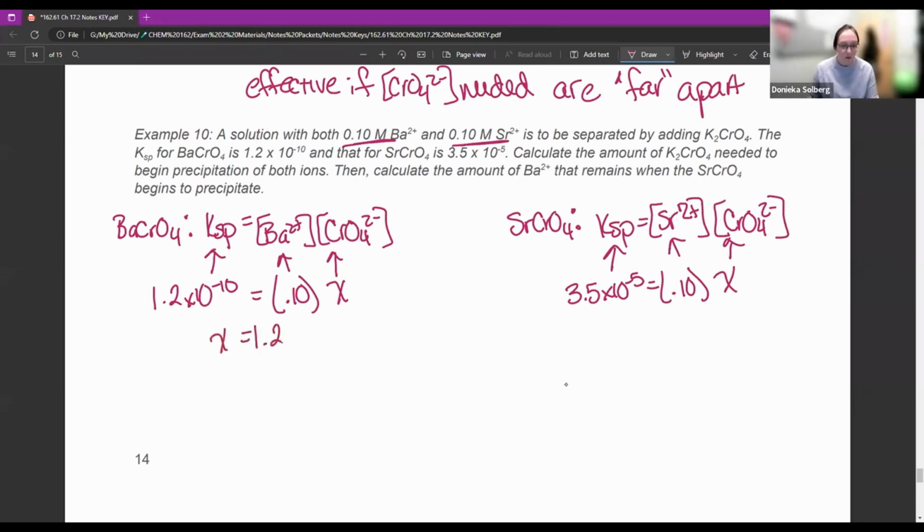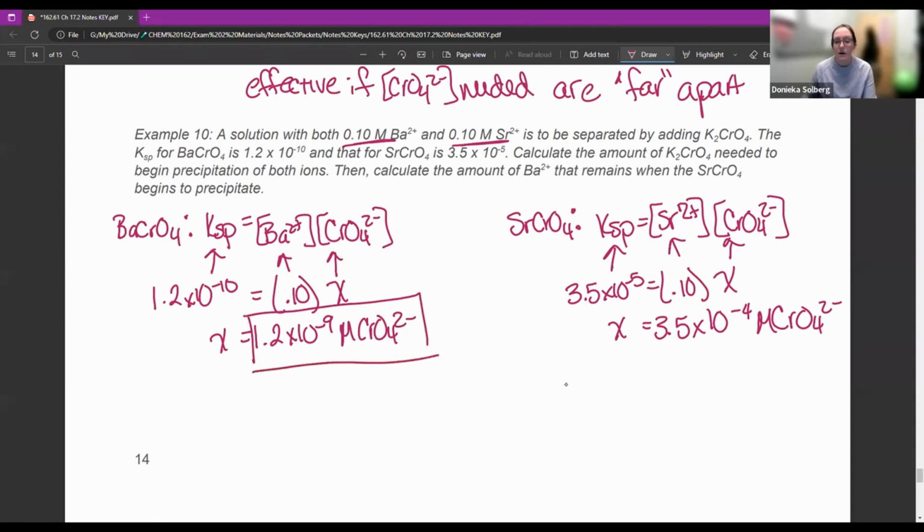This one is 1.2 times 10 to the negative 9th molar chromate. That's what I need to precipitate that one. And over here, this one is 3.5 times 10 to the negative 4th molar of the chromate. That's what I need to precipitate this one. So essentially what this is getting at is the concentration needed to precipitate both. So this is one answer for this one.